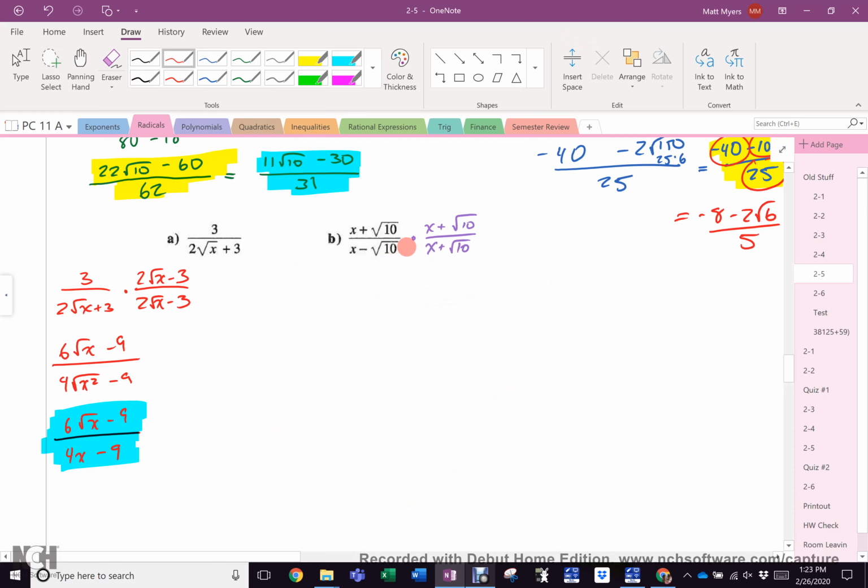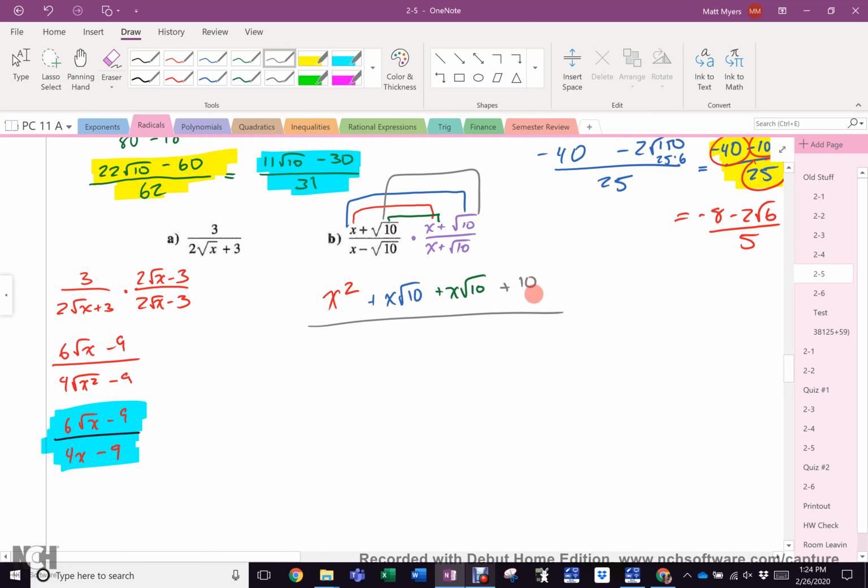All right. So it's just FOIL. What is x times x? X squared. What is x times root 10? X root 10, yes? What is root 10 times x? Another x root 10, yes? And lastly, root 10 times root 10 is 10. Agreed? Okay. Over.